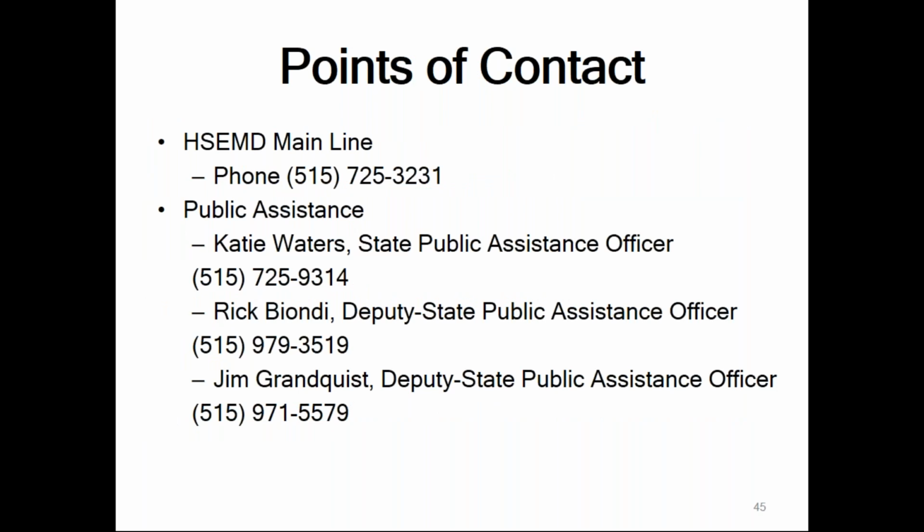Points of contact for our office at Iowa Homeland Security: our main phone line is listed right there at 515-725-3231. This is the public assistance area that we all work in here. Katie Waters is our state public assistance officer, 515-725-9314. And then myself, Rick Biondi, or Jim Granquist can also be contacted with any questions. Jim Granquist and I are the deputy public assistance officers. You can reach Jim at 515-971-5579, or me, Rick Biondi, at 515-979-3519.